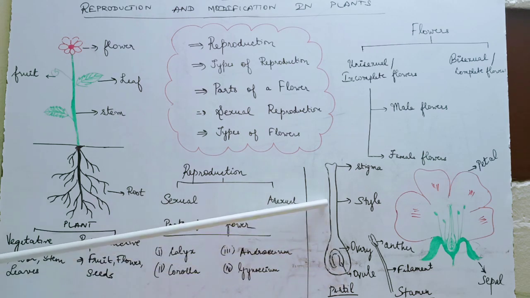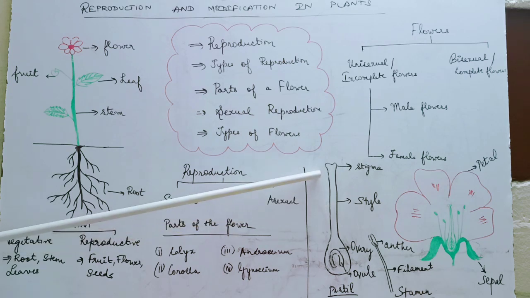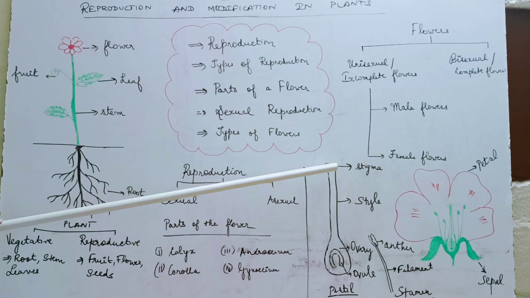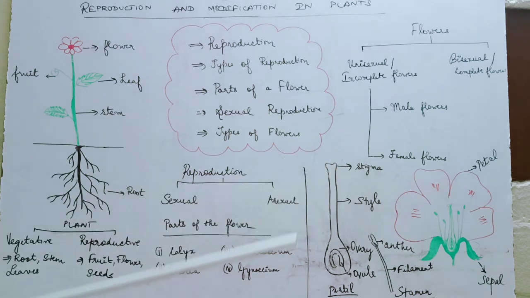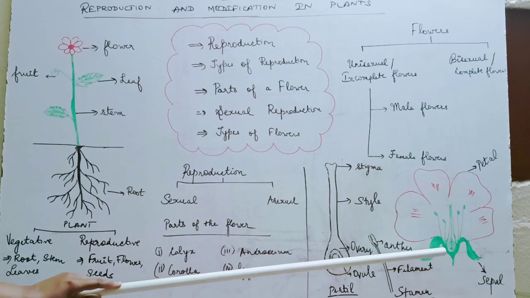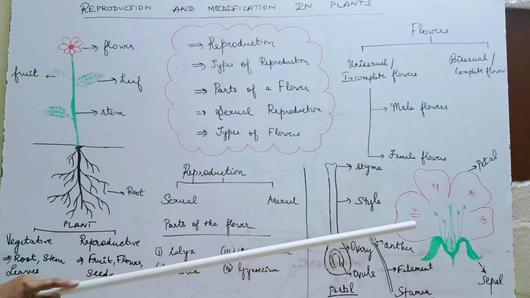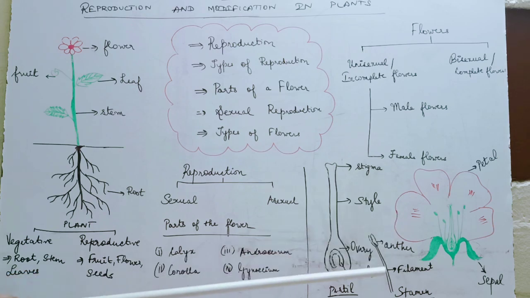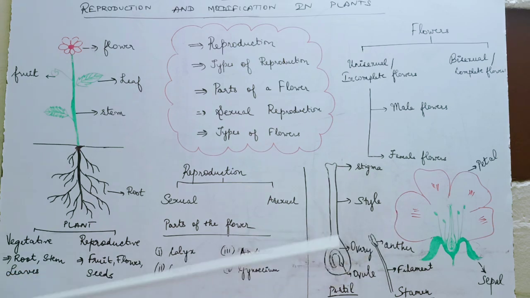There is a slender tube-like structure called a style. The topmost sticky tip of the style is the stigma. Pollen grains are received by the stigma. These are the parts of the flower. The first one, the outermost layer, is the calyx. The second part is the petals, that is the corolla, then the androecium and gynoecium.